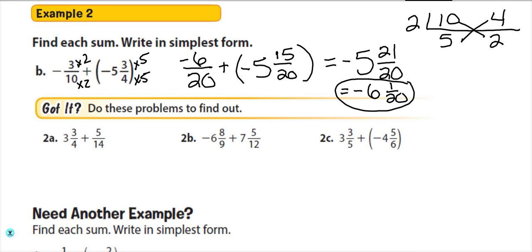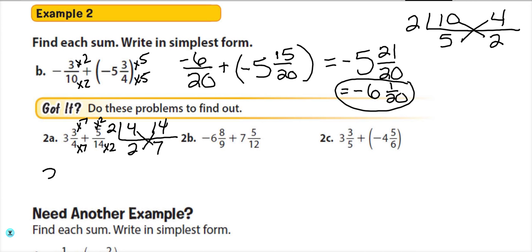So we have 3 3/4 plus 5/14. Can I change the 4 into a 14? And the answer is no. So let's draw our box right here, a convenient spot. So we have 4 and we have 14. What's the highest number that goes into both of those? That would be 2. So we're going to have a 2 here and a 7 here. We're going to cross them. So I need to multiply the 4 by 7. I need to multiply these by 2.